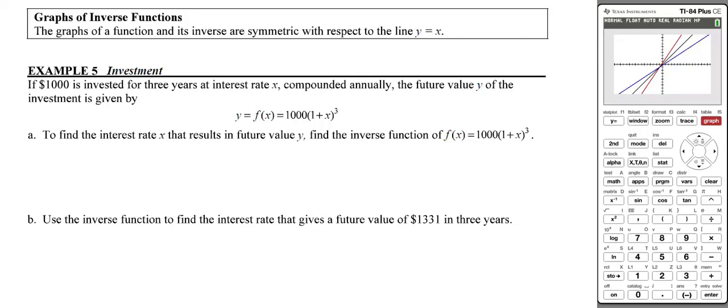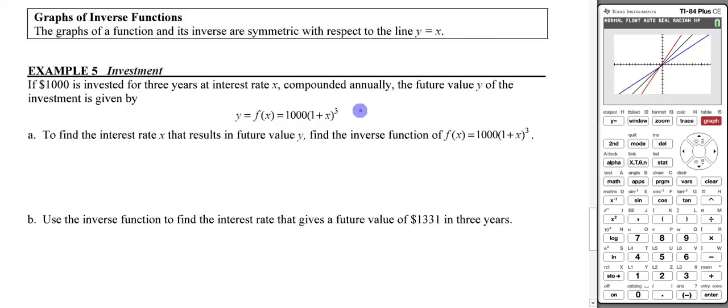In example 5, we have an investment problem. If $1,000 is invested for 3 years at interest rate x, compounded annually, the future value y of the investment is given by this function, y equals f of x, which equals 1,000 times 1 plus x cubed. To find the interest rate x that results in future value y, find the inverse function of f of x equals 1,000 times 1 plus x cubed.